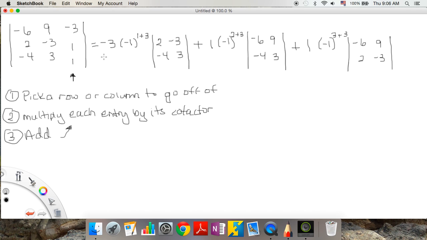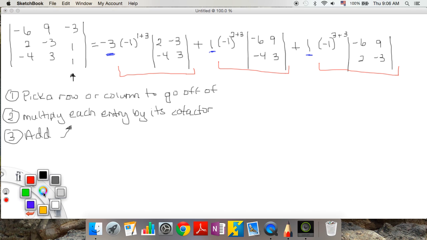Okay, so we've got our entries here times the cofactors for those entries. So now we just have to actually calculate what those things are. So we have -3 times, we have -1 to the 4th power, so it's even, so that means it's just times 1. And then this determinant here, remember with the 2 by 2, it's pretty simple.